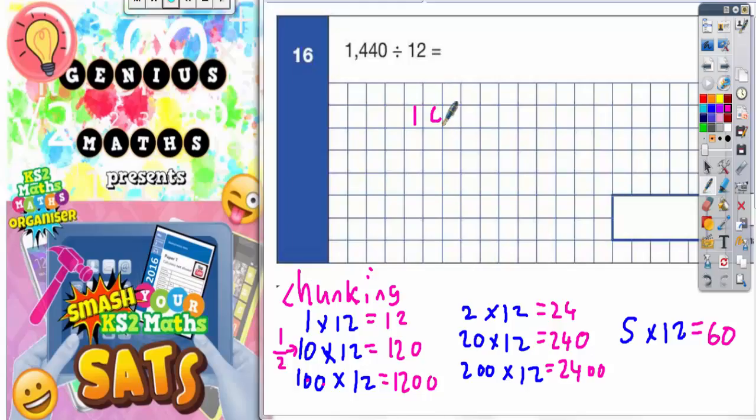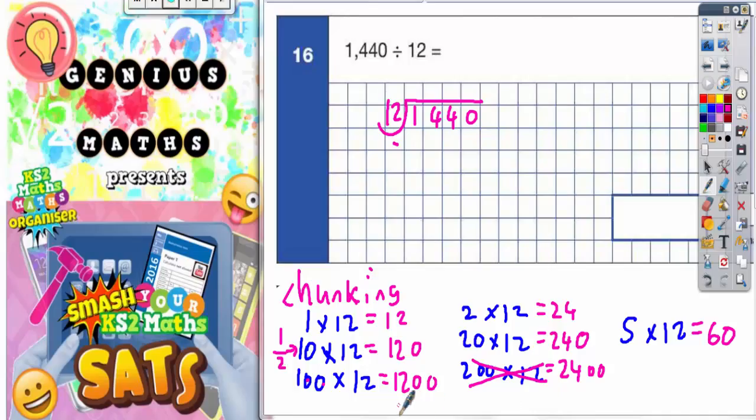So let's set it up. 1440, I'm going to divide by 12. So when you're doing the chunking method, you always subtract the biggest number that you can. But you can't go over 1440. So I can't subtract this one, 2400, because that's too big. So that's actually going to be no use.